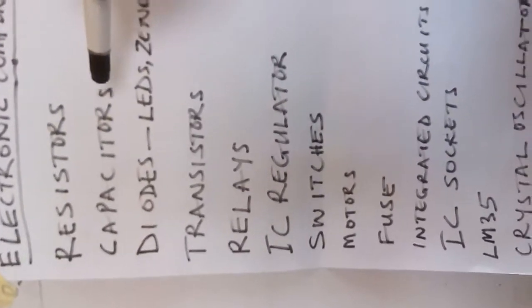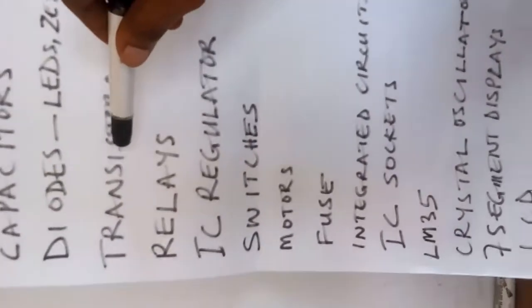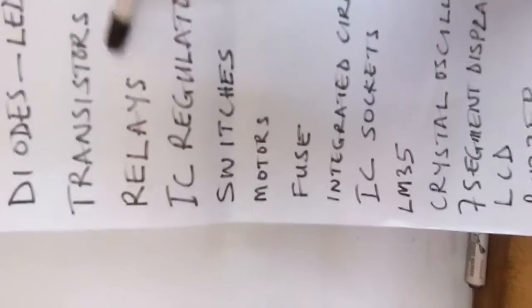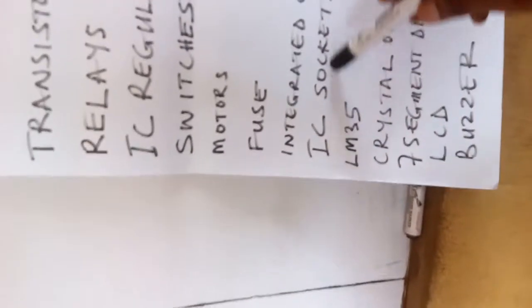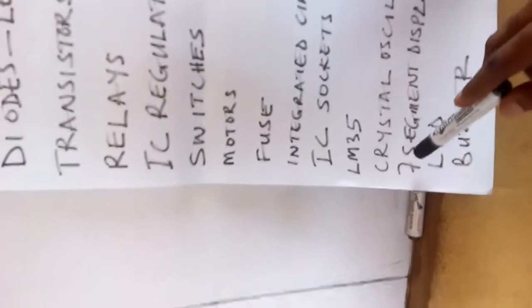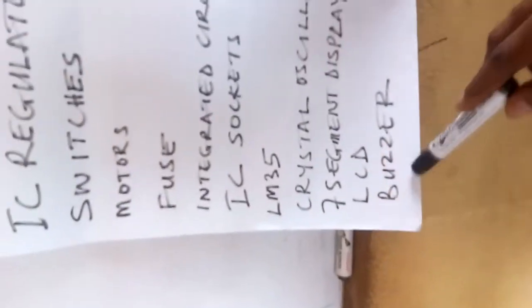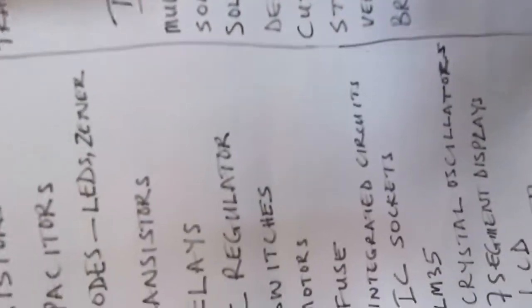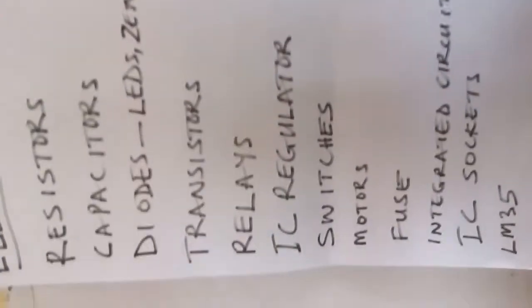We have capacitor, we have diode, both LED and Zener diode. We have transistors, we have relays, we have IC regulator, we have switches, we have motor, fuse, integrated circuits, we have IC sockets, we have LM35, we have crystal oscillators, we have 7-segment displays, we have LCD, liquid crystal display, we have buzzer, we have speaker, and we have transformer. So we're going to be talking about each of these in detail.